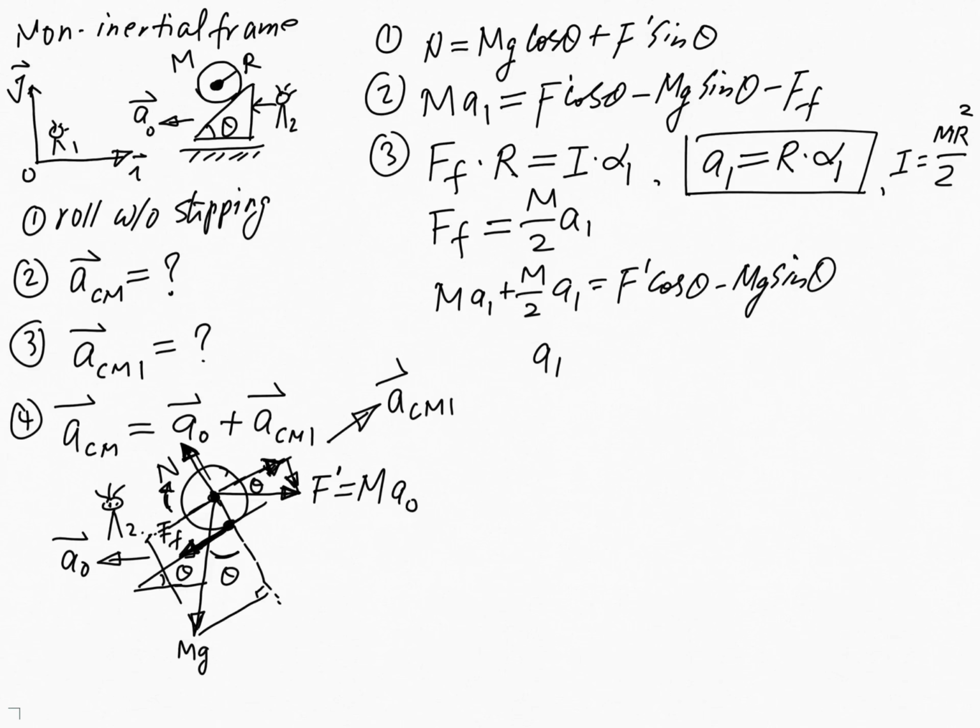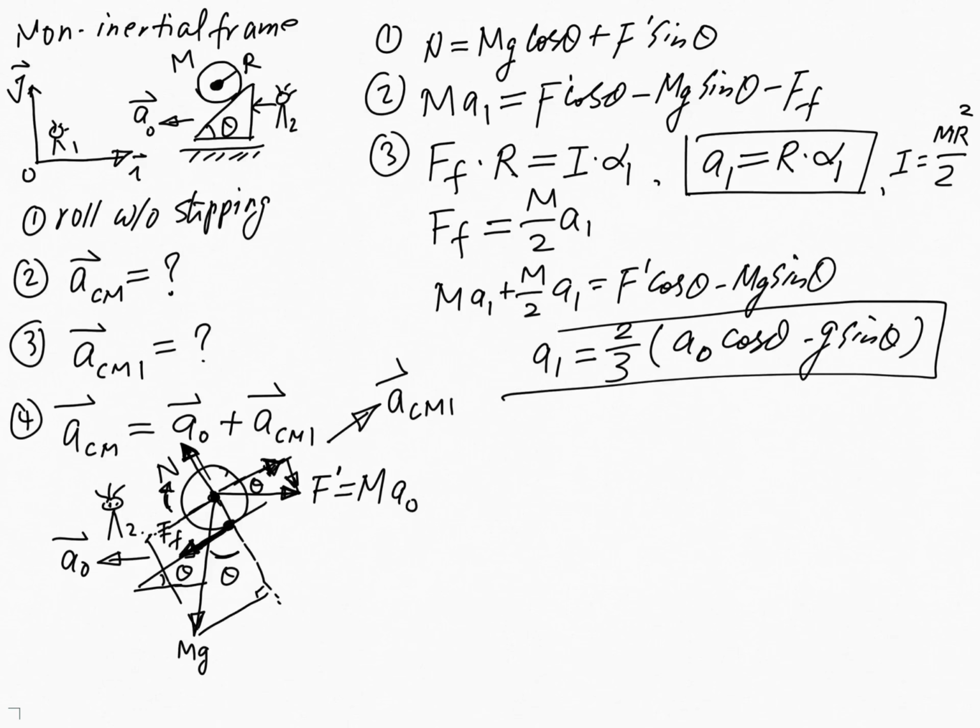So that just means A1 equals 2 over 3, and let's plug F prime into this. F prime is m a0, so this should be a0 cosine theta minus g sine theta. This is the acceleration of the center of mass in the non-inertial frame, as observed by the second observer there.